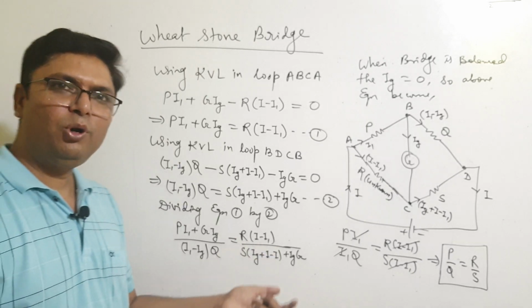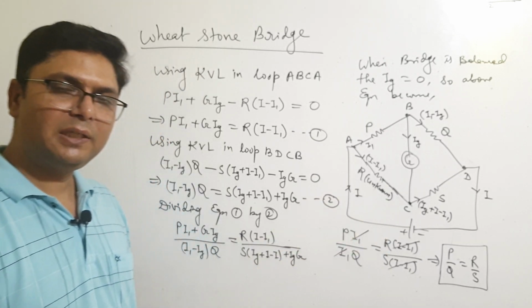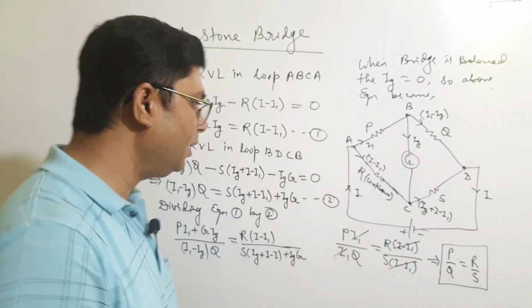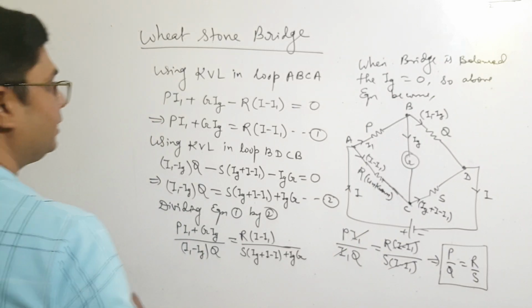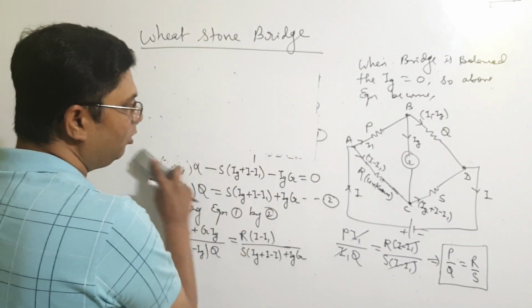Here you can put any parameter as unknown. Suppose I am putting R as unknown, then what will be the value of R?